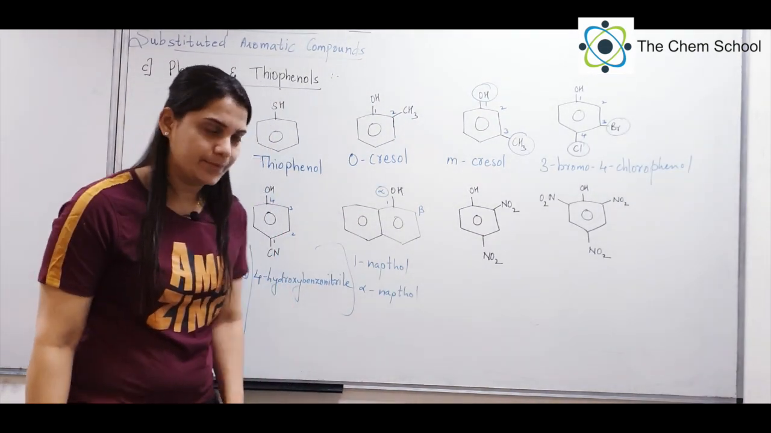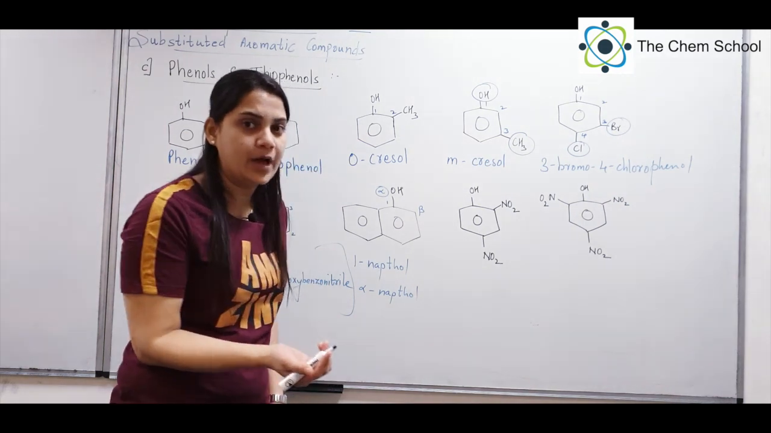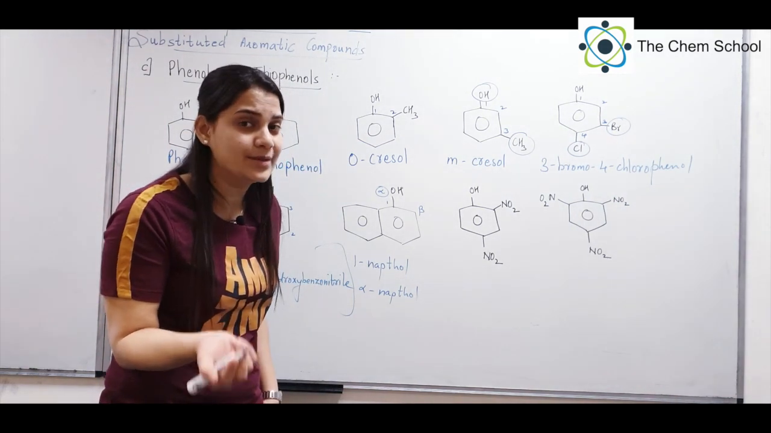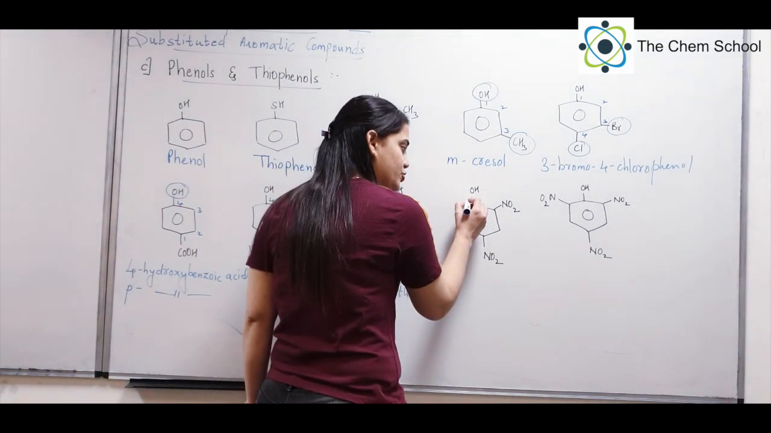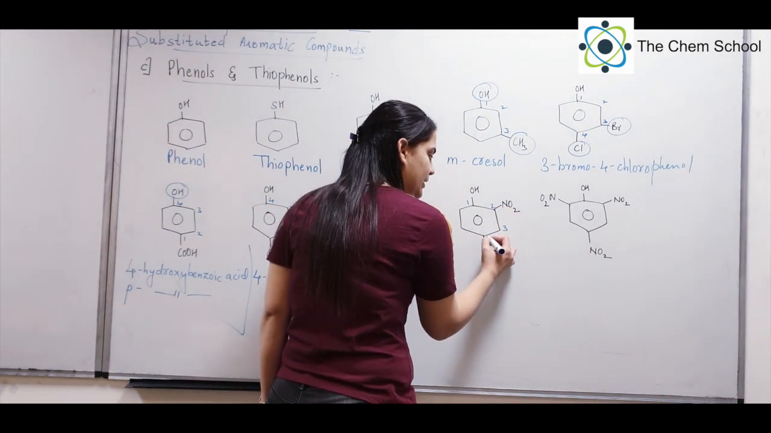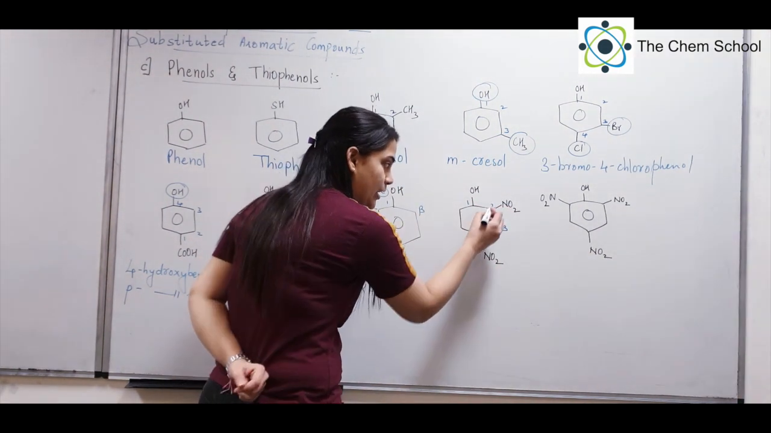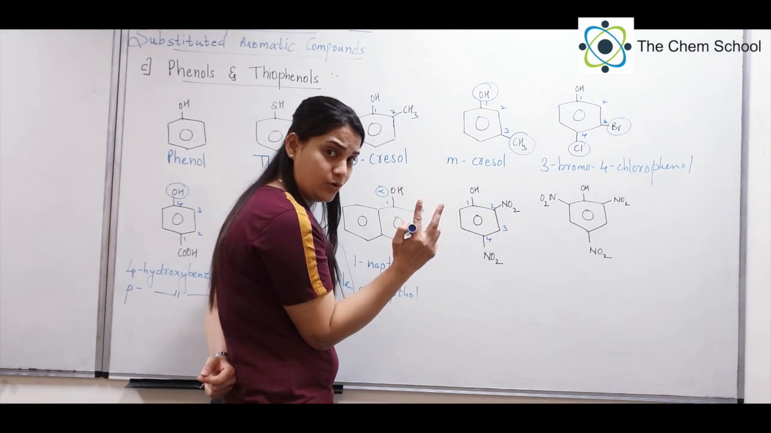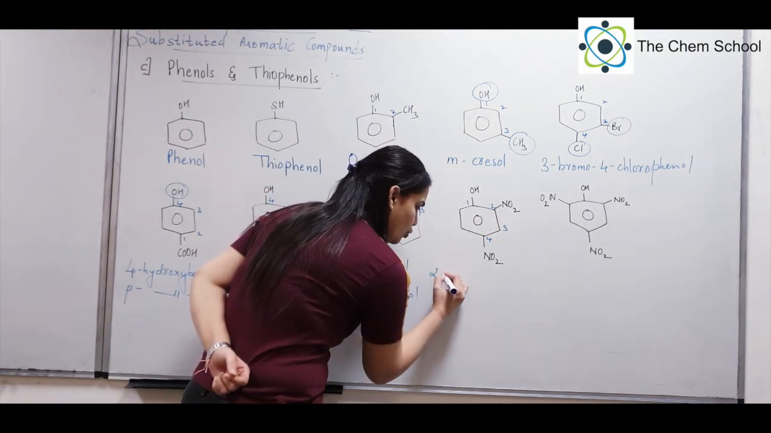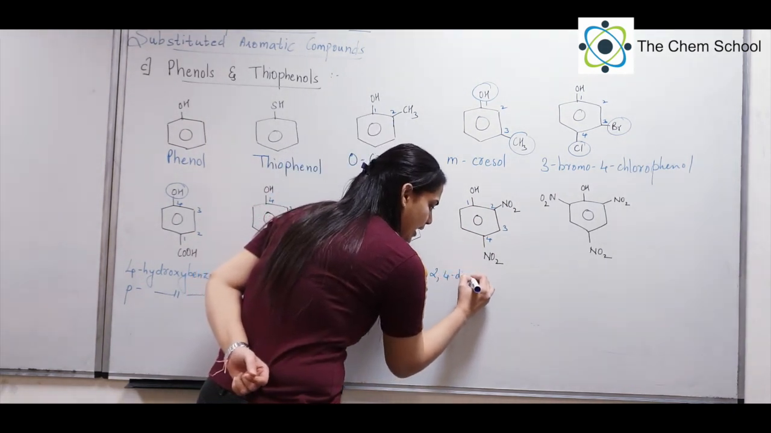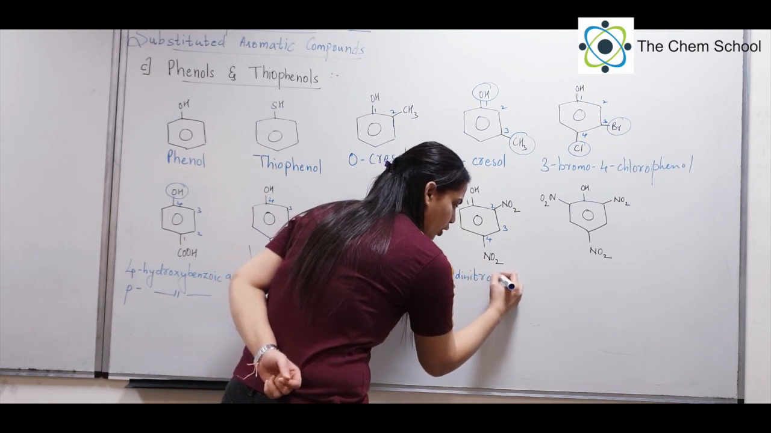Have a look at the next one. Numbering, again phenol is going to be a priority because NO2 is your substituent. So the numbering will be from OH. So 1, 2, 3 and 4. So the name will be, on 2 and 4 you have 2 nitro groups, so dinitro: 2,4-dinitrophenol.